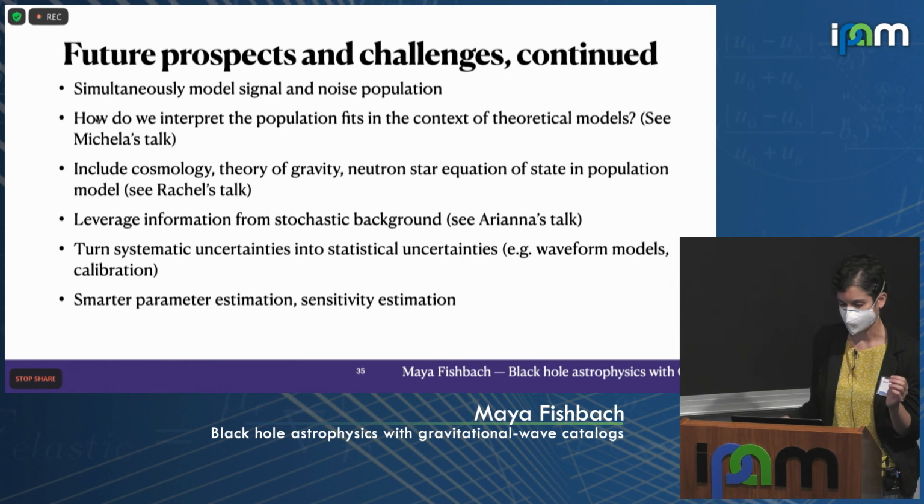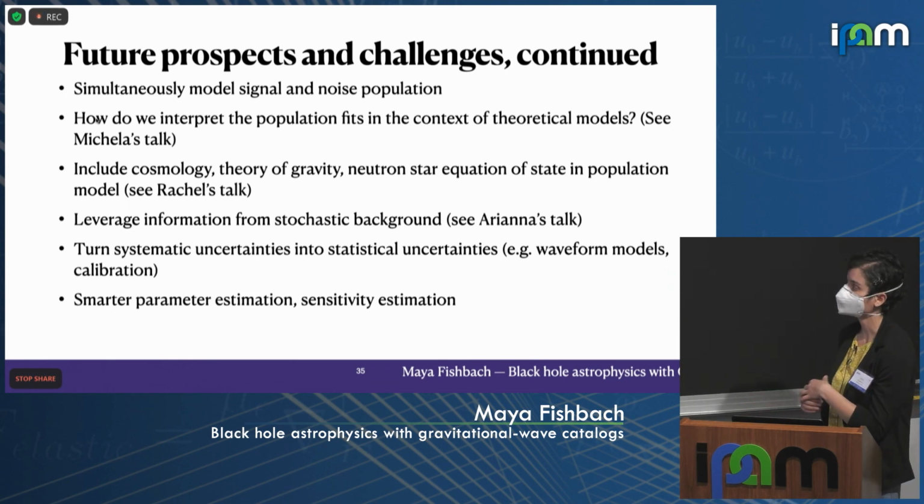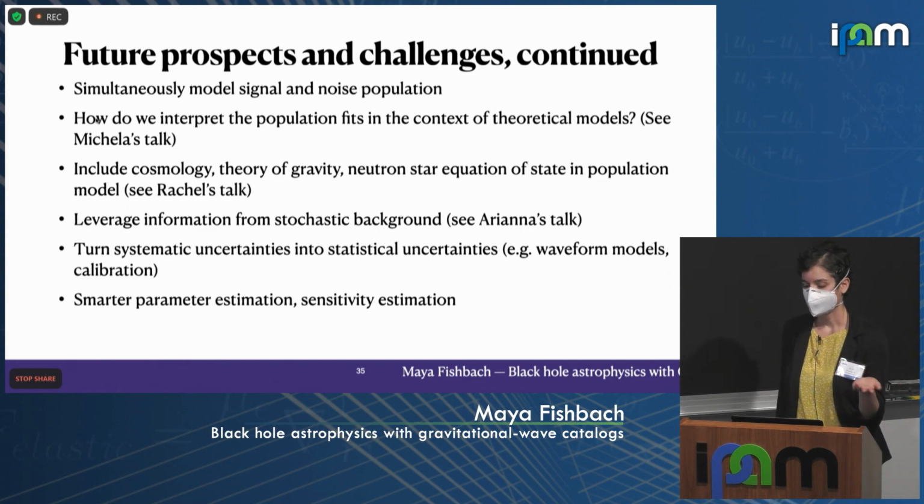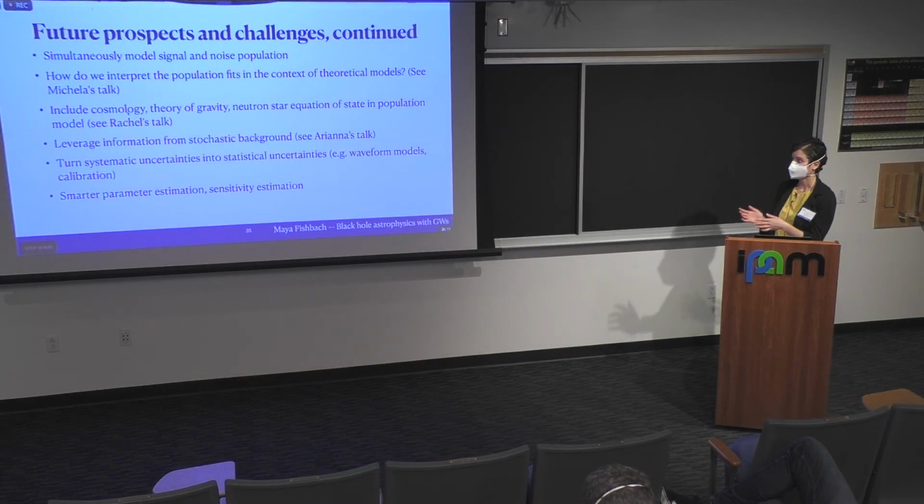Also, a big question is how do we actually interpret the population fits in the context of the theoretical models? I can tell you that the power law slope is -2 for the black hole mass distribution, and there's a peak at 35, but what does that actually mean for physics? Another thing is including cosmology. We can also include the theory of gravity and the neutron star equation of state in these population models. Rachel talked about cosmology. There's a lot of ongoing work on these other aspects.